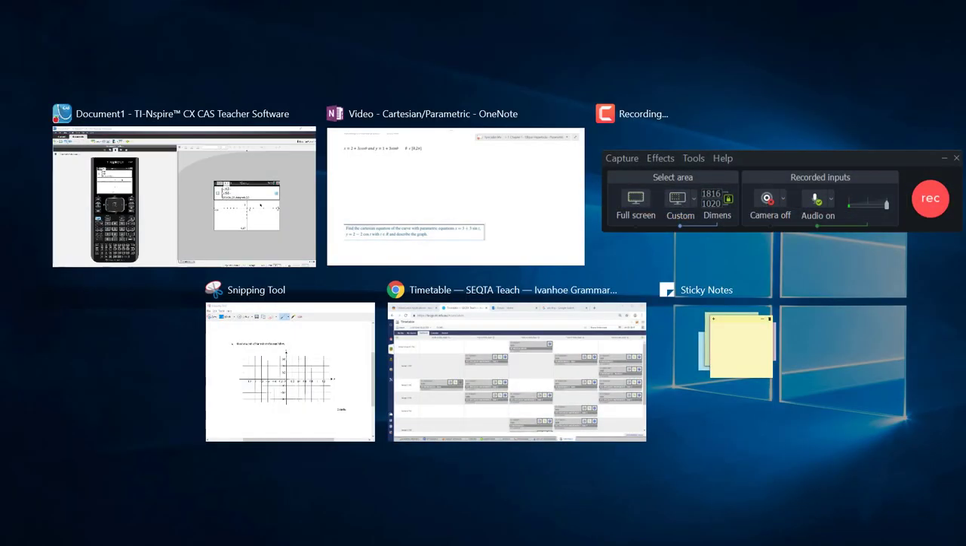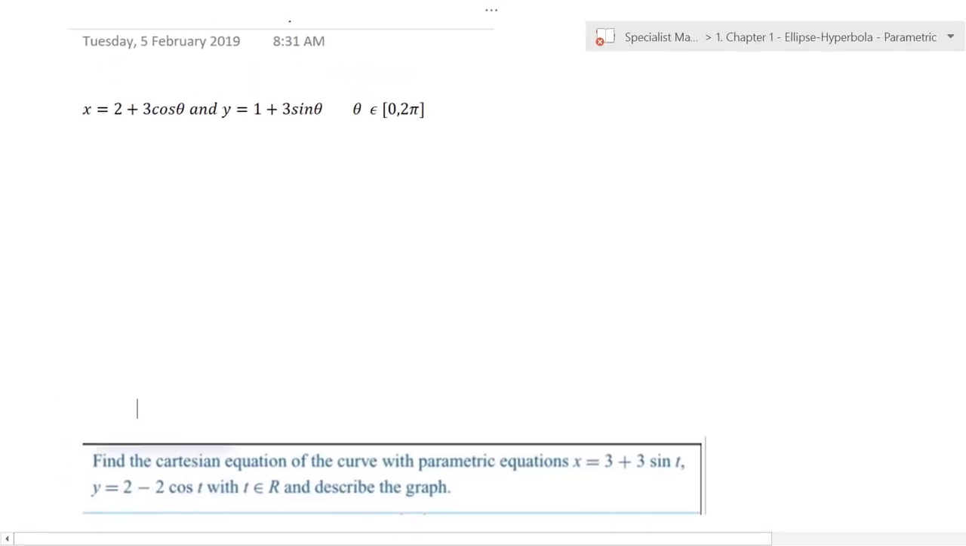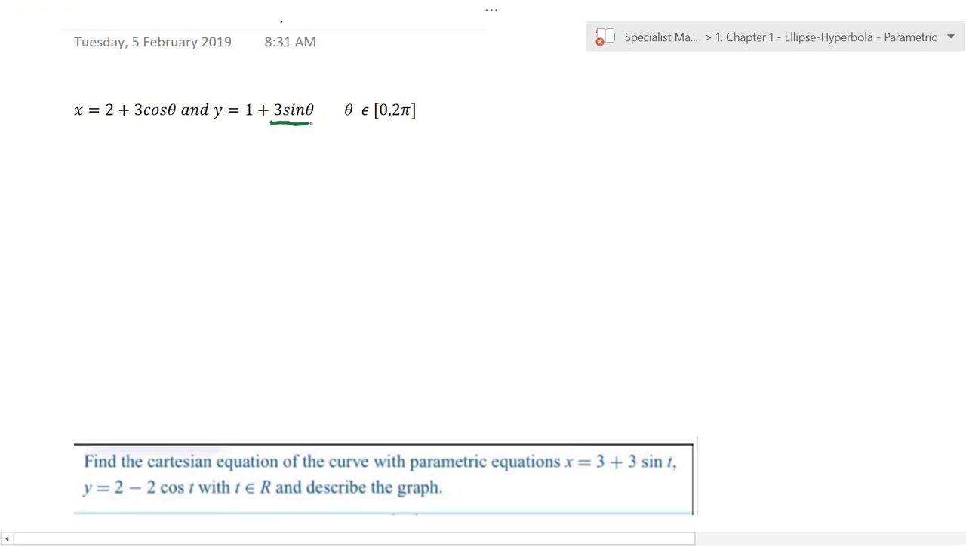But why is it a circle? Well, let me just talk about it. What do you notice about the coefficients of sine theta and cos theta? They're the same. So the moment you see that they're the same, you know it's going to be a circle. Okay? That's the trick. They're the same coefficient, so therefore, that's going to be a circle.